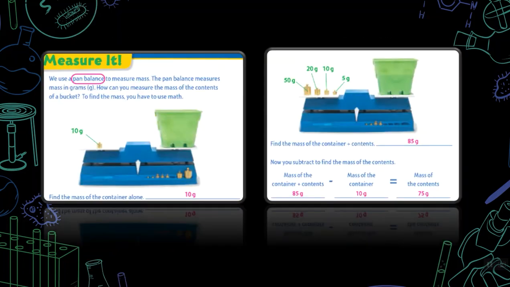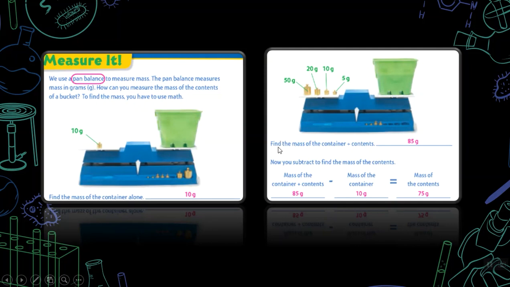Alright, now come to your book and let's measure it. We use a pan balance to measure mass. The pan balance measures mass in grams. How can you measure the mass of the content of a bucket? Find the mass. You have to use math. Alright, this is 10 grams. So the mass of the container alone is 10 grams.